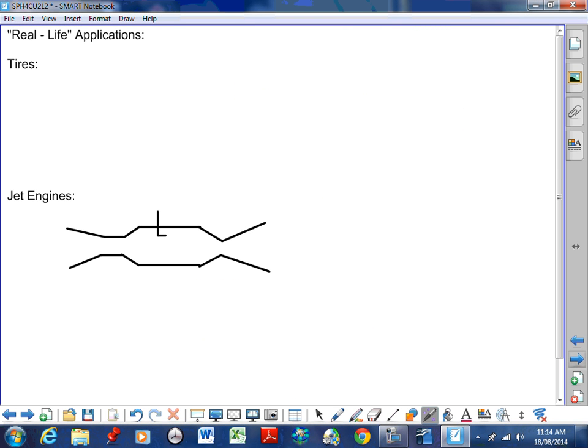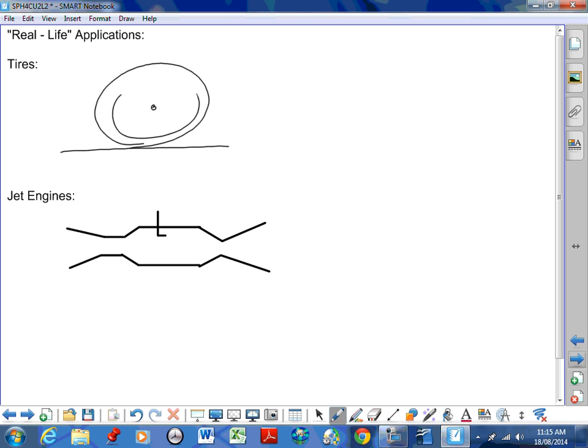So some real life applications here. A simple one is tires. Newton's third law is the only reason that we're actually able to drive. Our motor transfers force to the transmission, drive shaft, etc., etc. And I'm gonna make some nice white balls. Look at that, classic tire. So the tire is gonna rotate in that direction.